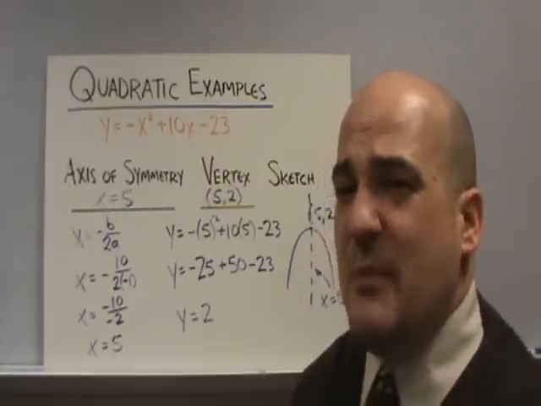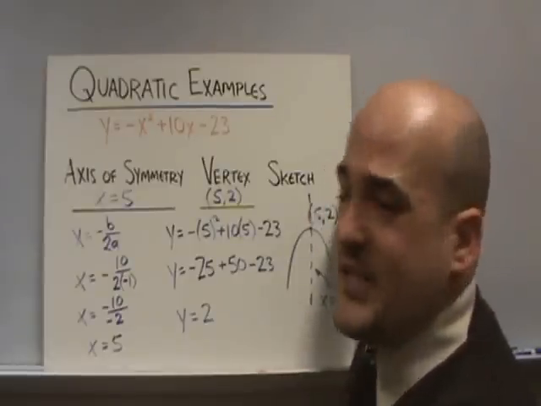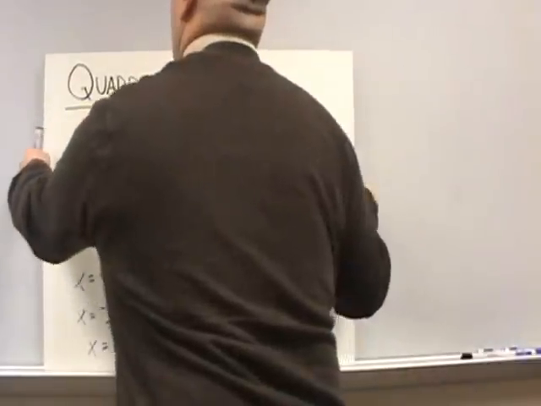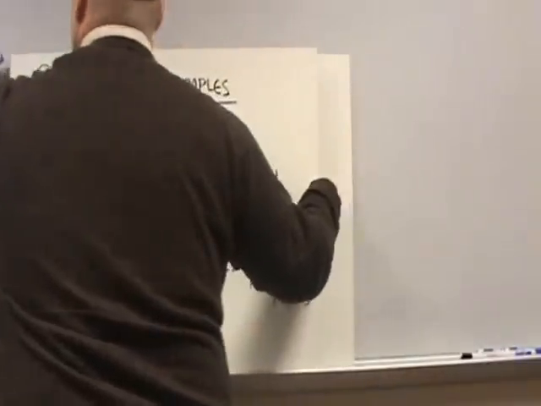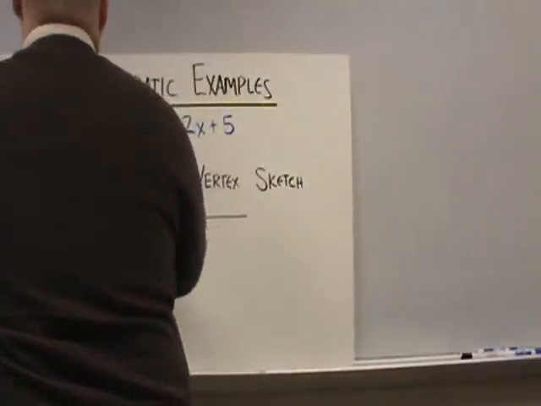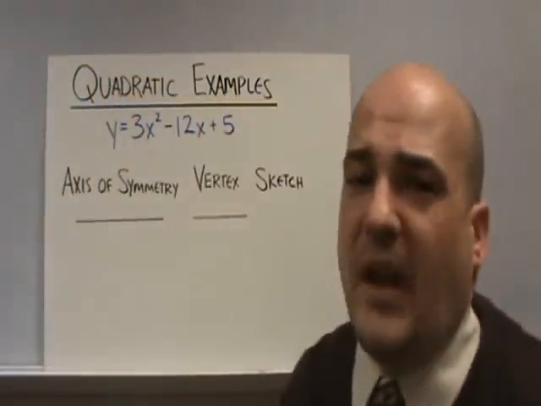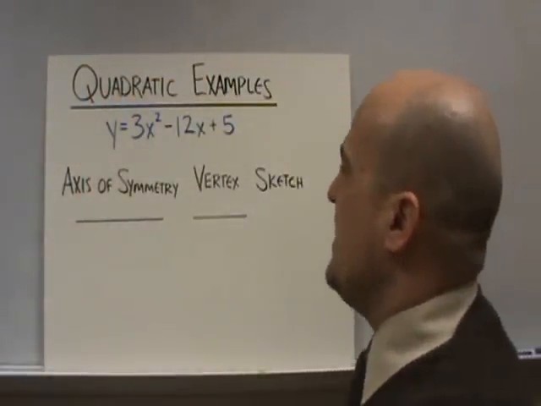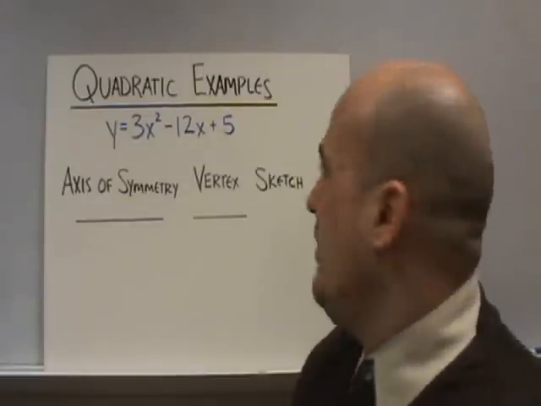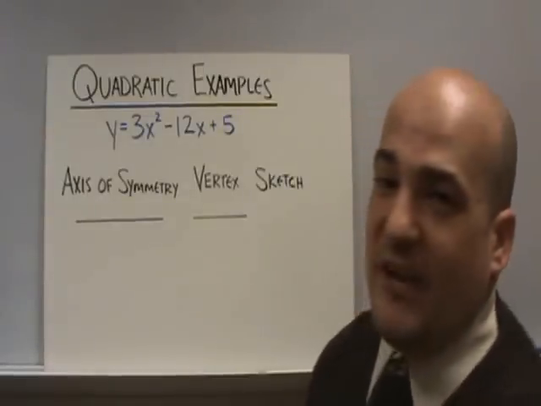Okay, so there's another example. Let's go through another one, and try to get a little bit tougher as we go along here. Here we go. Let's try this one. In this case, we have y equals 3x squared minus 12x plus 5.